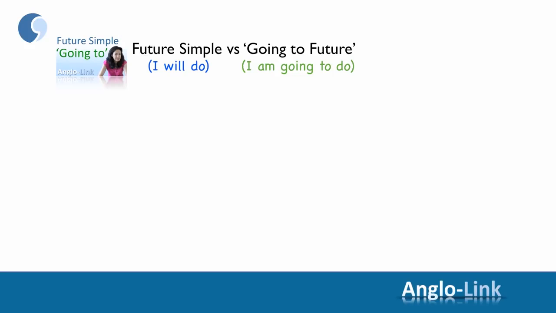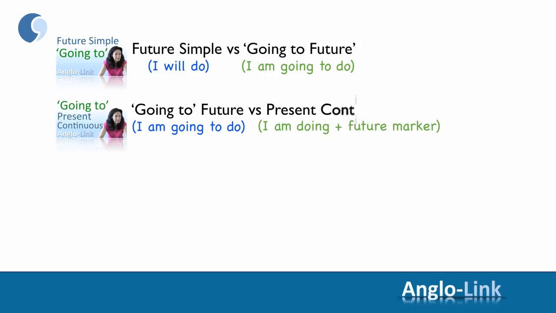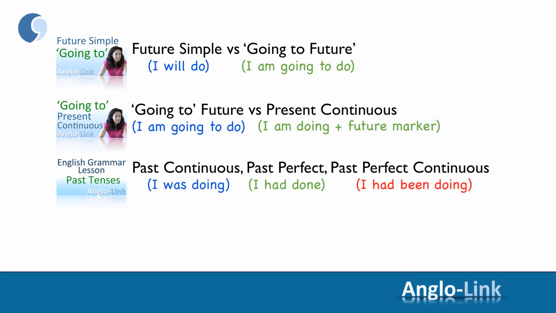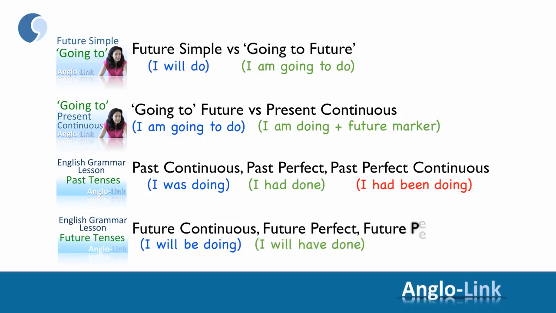The 6th video was on future tenses. We looked at the difference between I will do and I am going to do. And in the following video, we looked at the difference between I am going to do and I'm doing with a future time marker. In the 8th video, we looked at all the past tenses. I was doing, I had done, and I had been doing. And finally, we looked at all the future tenses. I will be doing, I will have done, and I will have been doing.